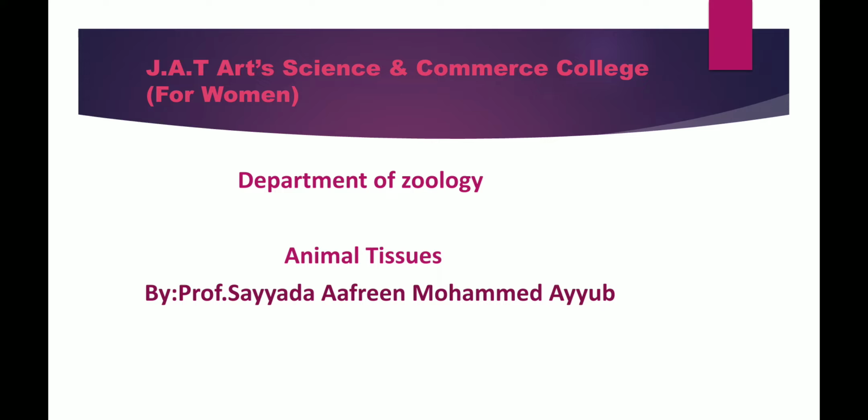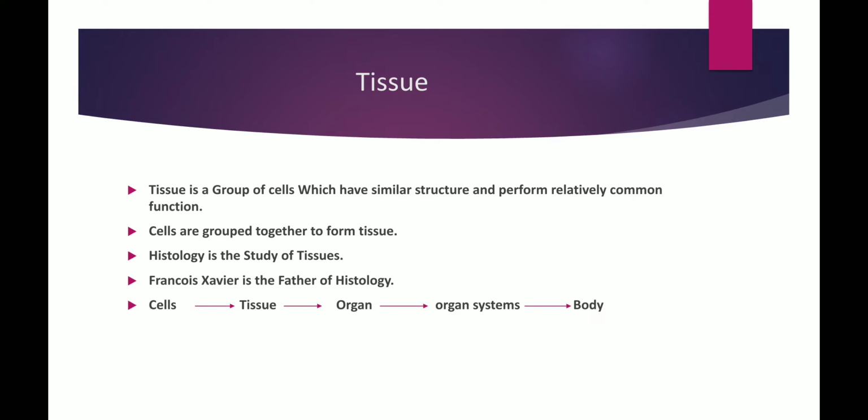Today I will discuss animal tissue. As we know, all living organisms are made up of cells. The cell is the basic structural and functional unit of life. Cells combine together to form tissue. A group of cells which have similar structure and perform a relatively common function is called a tissue.